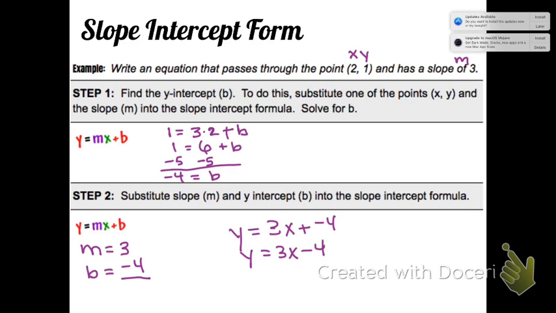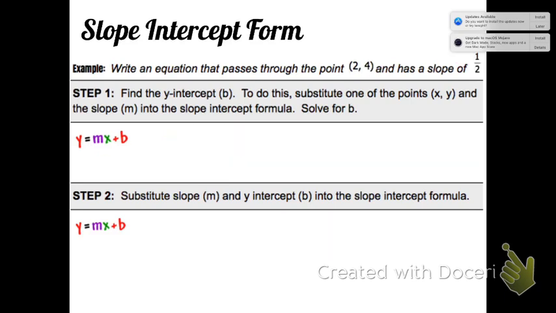Okay, let's go over another example. So here it's giving us again a point, an x and a y, and it's giving us a slope. So we know what the slope is to put in the equation, but we don't know what the y-intercept is. So we have to figure out what that y-intercept is in order to write the equation. So what I'm going to do is substitute the y in, the slope of 1/2, the x of 2, but we don't know what b is.